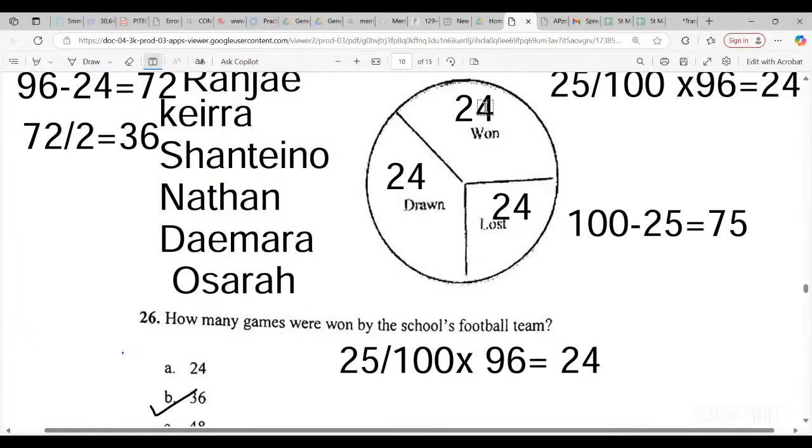Remember, those that are drawn and won would be the same, so both would be 24. That wouldn't work out. So I think that's what Raji did. He did trial and error. He put the 36 in, 36 and 36 is 72, and then he added 24 and got back the 96. Nothing is wrong with that, really.